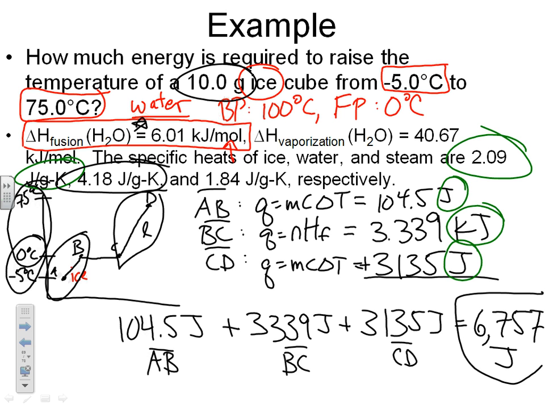And there we go. That's how we do calculations with a heating curve. It's a positive value because these are all endothermic processes. If it was a cooling curve, you should get a negative value because your changes in temperature will be going in the opposite direction.